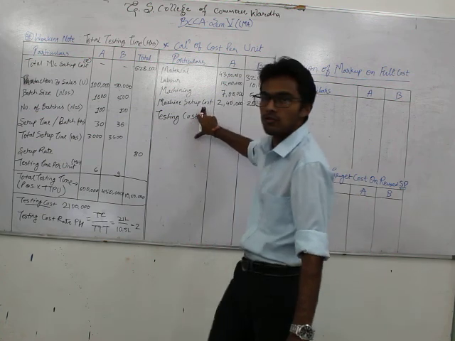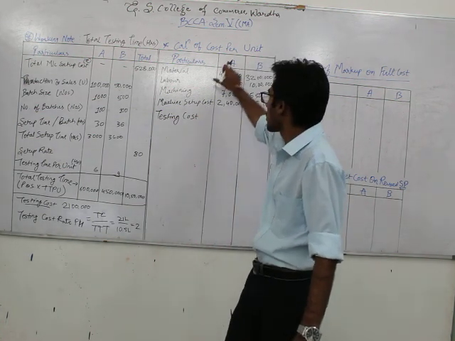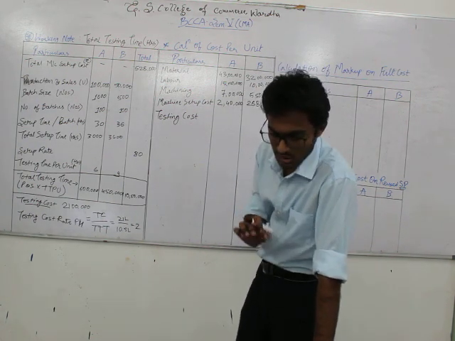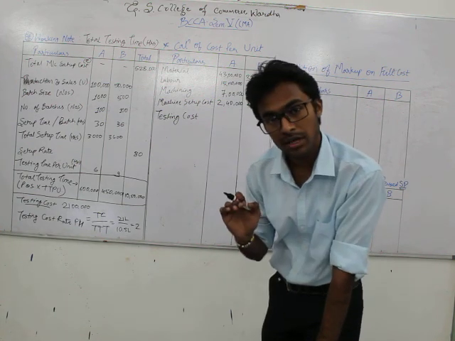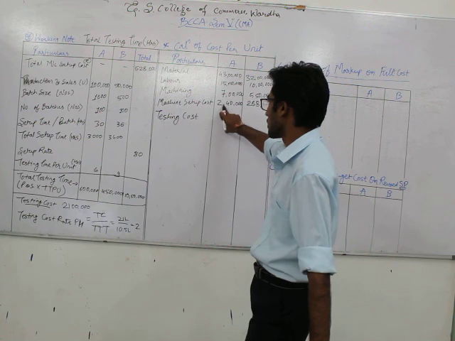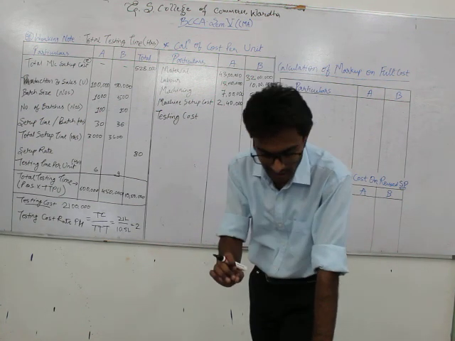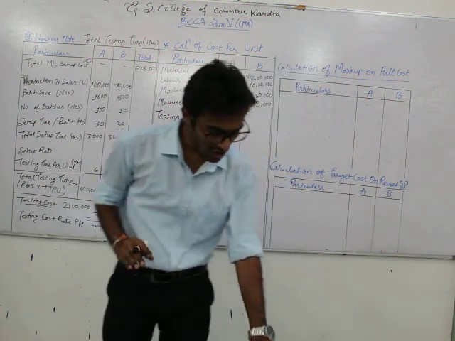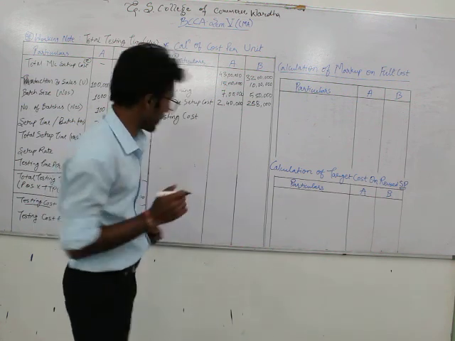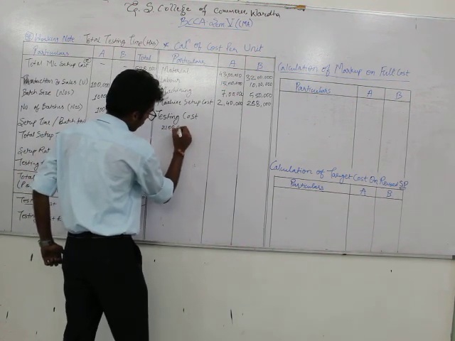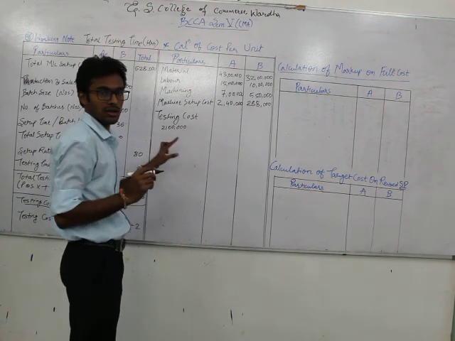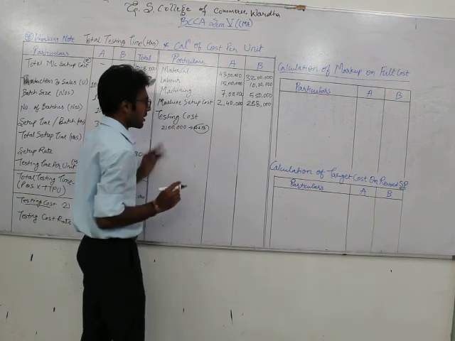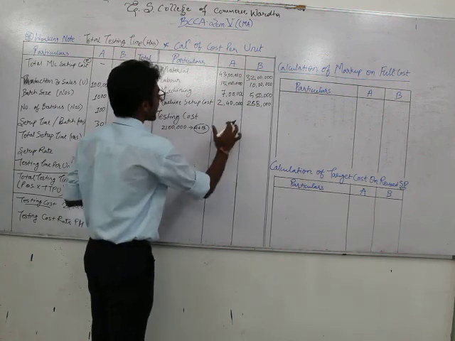The machine setup cost was for the total product, that was the cost for A and B. The machine setup cost was 5,28,000 which was for A and B, and we separated that cost into these two figures. Exactly like that we will calculate the testing cost for A and B. The testing cost for both is 21 lakh. This is the total for A plus B, but we have to separate this cost for A and B.